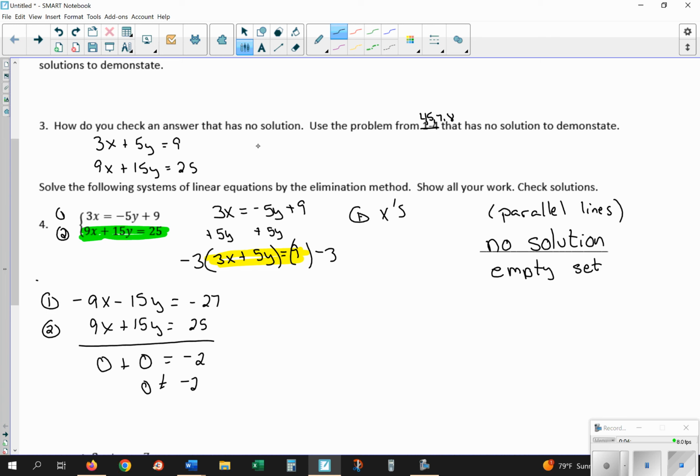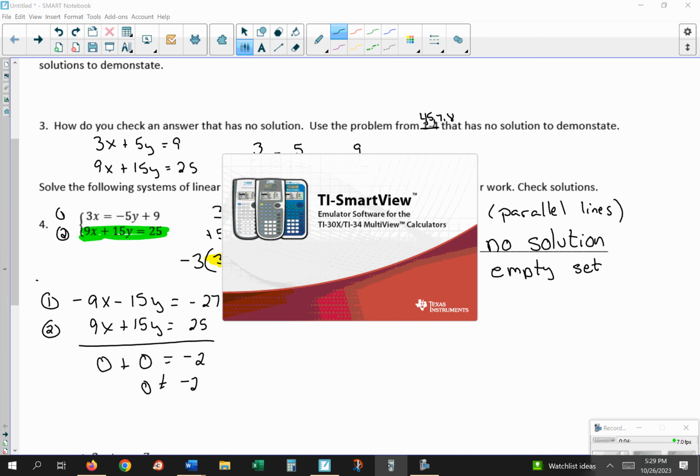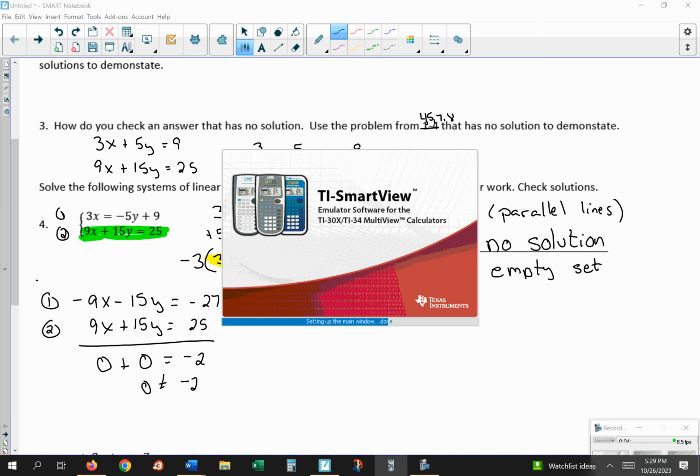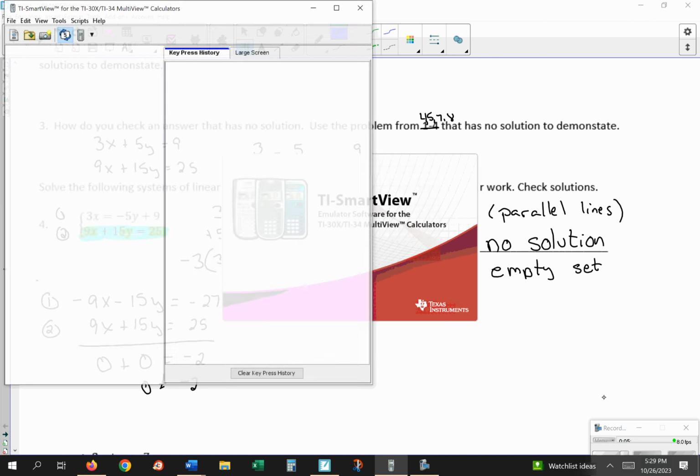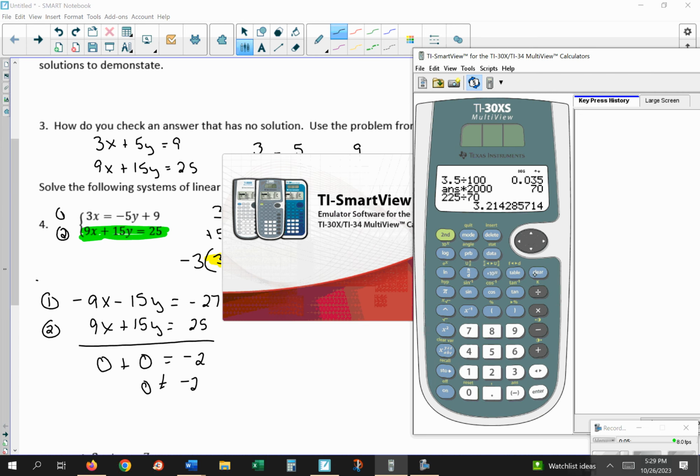This other way is one I think I've only gotten to mention briefly. If we look at the ratio of the x's, so 3 compared to 9 and 5 compared to 15, those are going to be equivalent fractions. And the ratio of the constants is going to be different. So let's use our calculator really quick and see what I'm talking about here, because we're going to simplify both those fractions and see if we get the same fraction, and then we're going to simplify the right side and see that we don't.